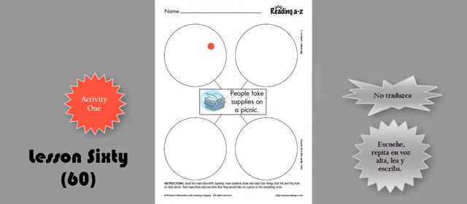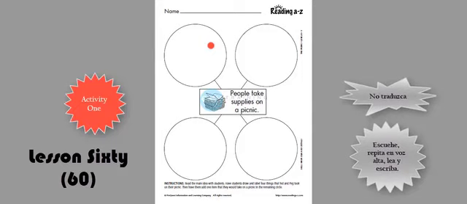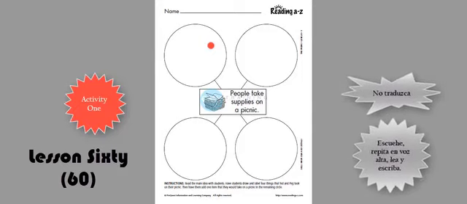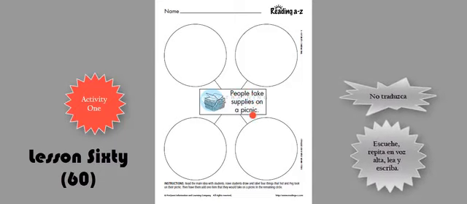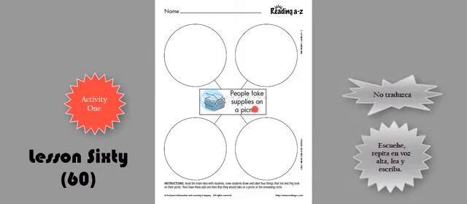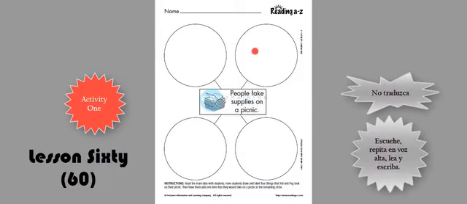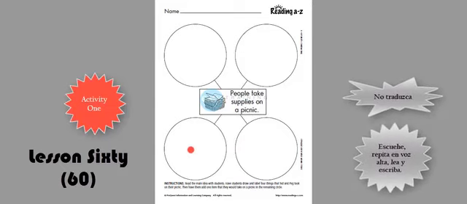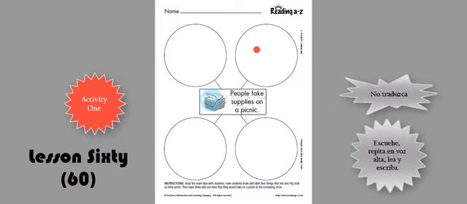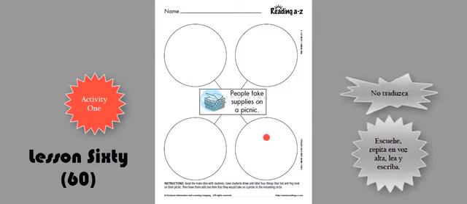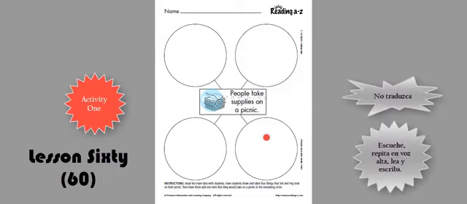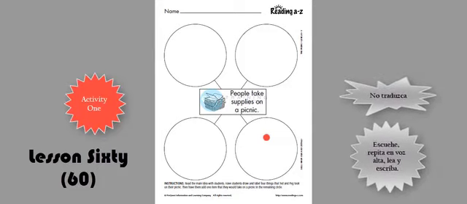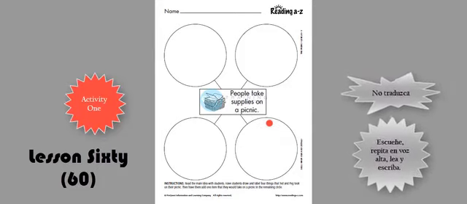There are 3 activities in this lesson, and this is activity 1. Let's read the main idea. People take supplies on a picnic. In this diagram, with 4 circles in it, I am going to paste 4 different supplies that Ted and Peg take on a picnic. Right? 4 supplies Ted and Peg take on their picnic.